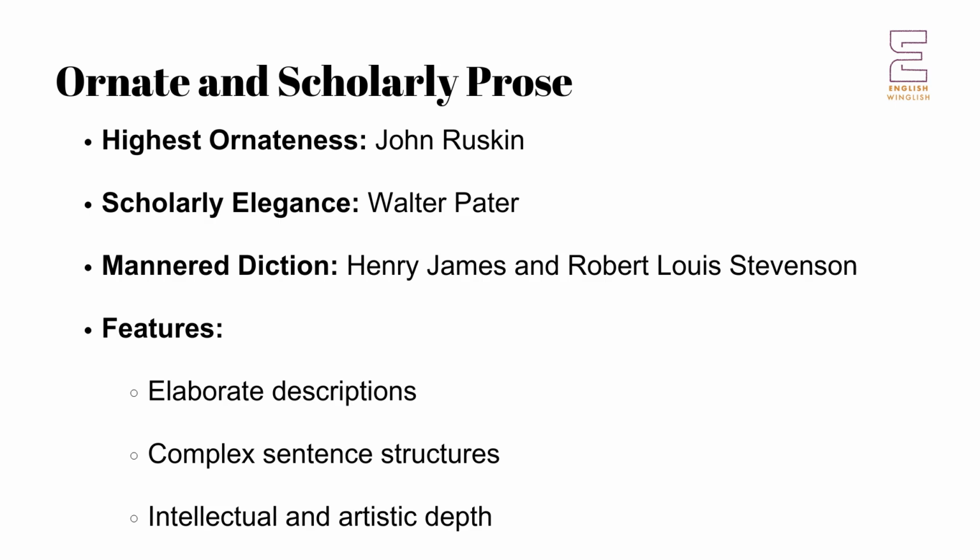Henry James and Robert Louis Stevenson also contributed to the development of more ornate prose styles in Victorian literature. James, renowned for his psychological realism and intricate character studies, employed a mannered diction that conveyed the complexities of human consciousness and social interactions. His novels such as The Portrait of a Lady and The Wings of the Dove showcase a refined and sophisticated prose style that prioritizes subtlety and depth over overt simplicity.